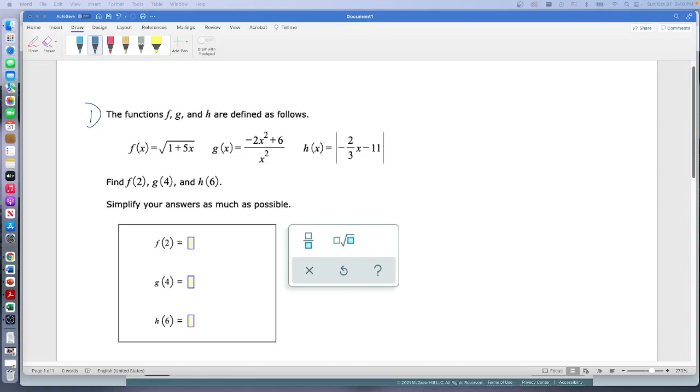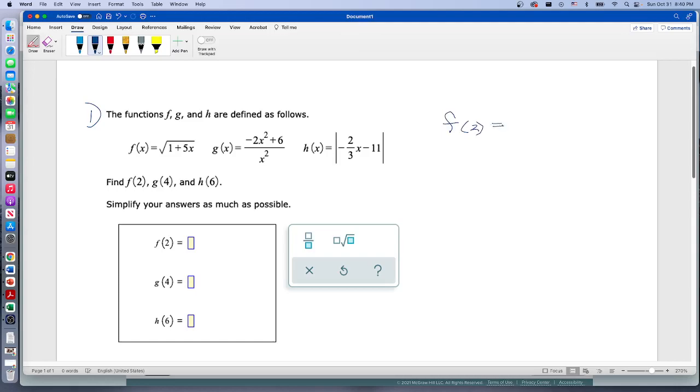Here we have question number 1, which has 3 parts. So for each one, we need to evaluate each of these 3 functions at different values. So f of 2, that means plug in 2 for the x.